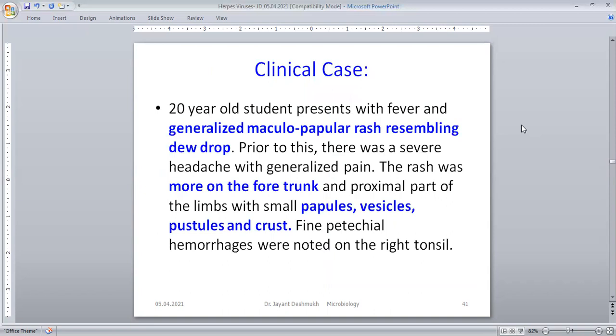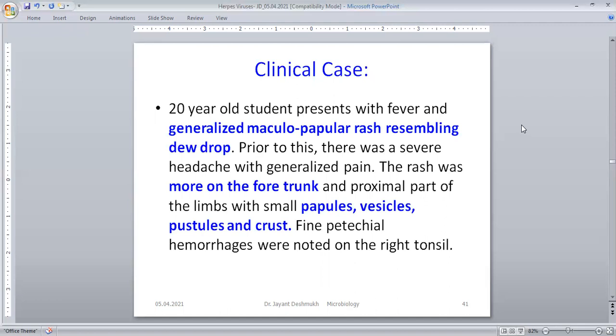First, I want to describe one small clinical case. A 20-year-old student presents with fever and a generalized maculopapular rash resembling dewdrops. Prior to this, there was a severe headache with generalized pain. The rash was more on the trunk. The rash started from the trunk and then spread to other parts of the body and the proximal part of the limbs, with small papules, vesicles, pustules, and crusts. These are the lesions. Fine petechial hemorrhages were noted.